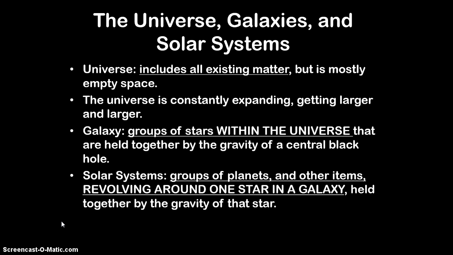So if you look up into the sky at night and you see all the stars, for the most part, all of those stars have planets or other things revolving around them. And then you'll have groups of stars with their respective solar systems that are revolving around a black hole within that galaxy. Okay?